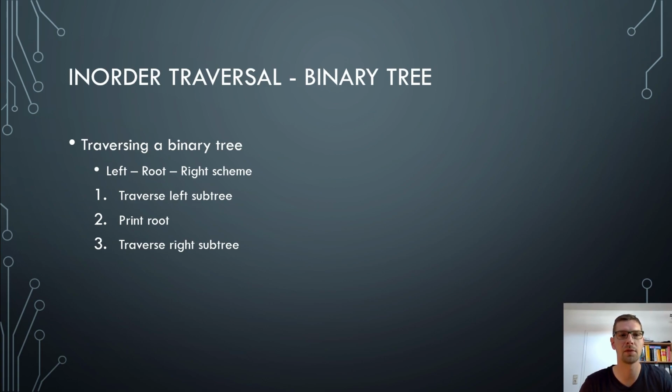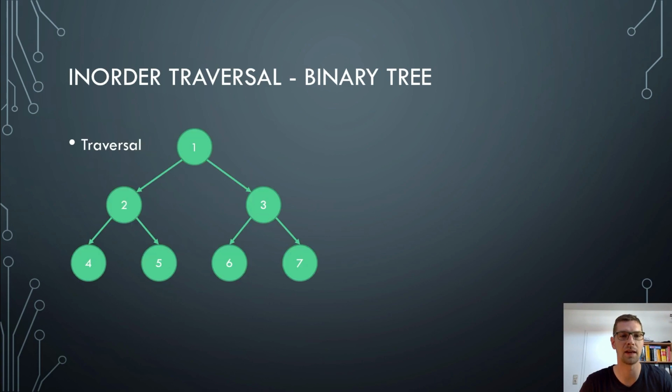Well, if you want to traverse a binary tree in order, you want to traverse always the left subtrees. Then when you're at the leaf, you print it. And then you print the root, then you go to the right subtree. Well, and with this scheme you keep going until you finished all the nodes. Let's have a look at an example.